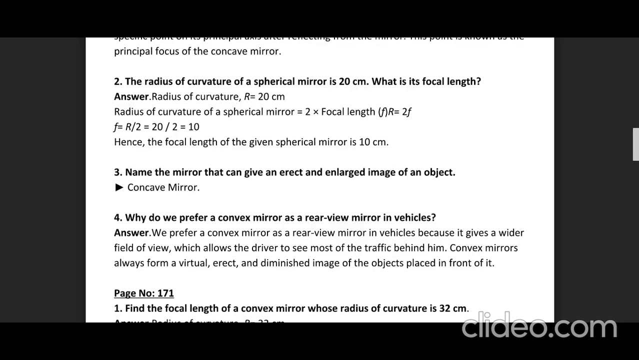So basically whatever mirrors we have in our vehicles like Activas or cars, that mirror is called a rear view mirror, and it gives us a very wide view of the traffic behind. But that mirror shows that the traffic is nearby, right? It does not show the exact location of the traffic. That's why they have written on the mirror, objects in the mirror are closer than they appear, right? So a convex mirror always forms a virtual, erect and diminished image of the object placed in front of it.